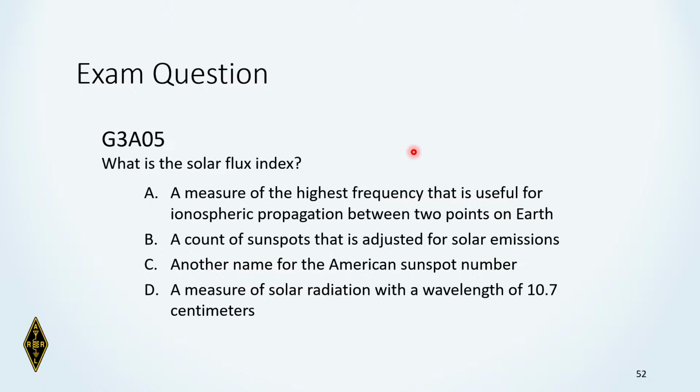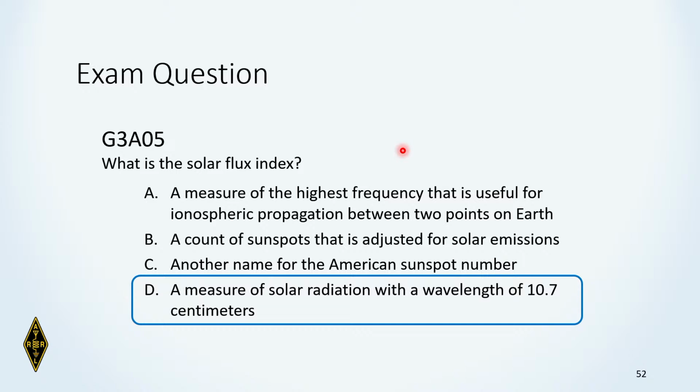So what is the solar flux index? Delta. Measure of solar radiation with a wavelength of 10.7 centimeters. And I don't know if it occurred to anybody, why would you want an SFI index and a sunspot number index since they're both related to each other? And the only answer I could think of was that you can measure the signal levels at 10.7 centimeters during the day and during the night and when it's cloudy. So it kind of gives you a reference when you can't see the sun.